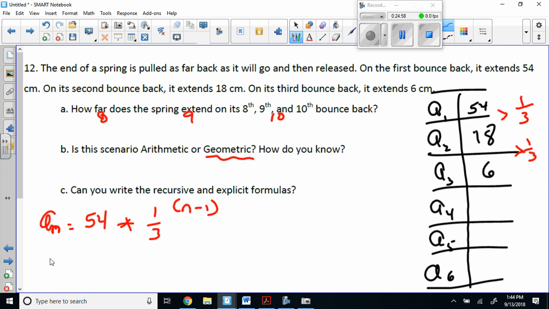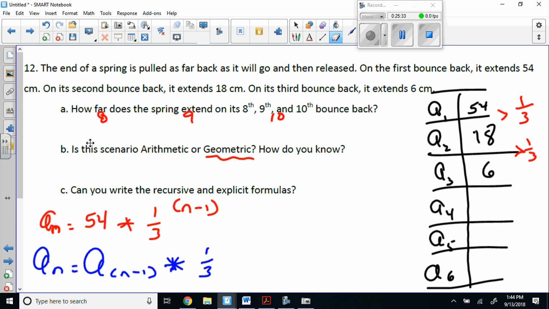Now let's look at this one. A sub n equals a sub n minus 1 times 1/3. There you go. Do y'all know what the 8th, the 9th, and the 10th is? Come on. Anybody got it? Nobody's got it. Well, come on. Let's go. Time's a ticking. We got 6 minutes left. That's it. 5 minutes.